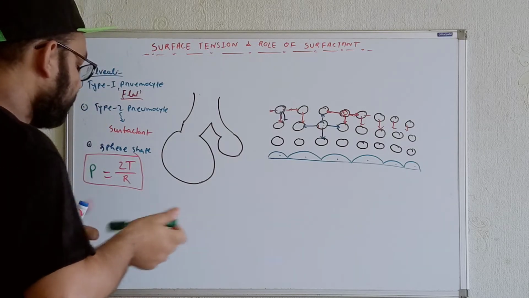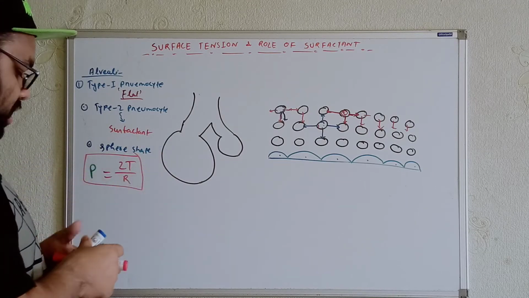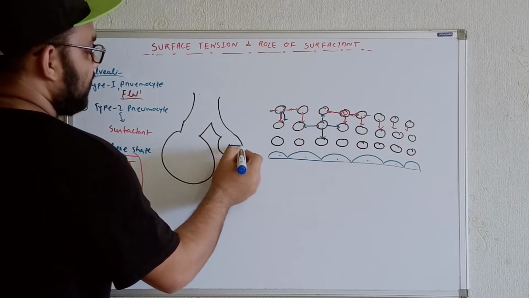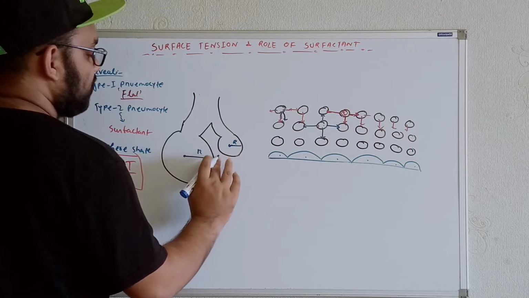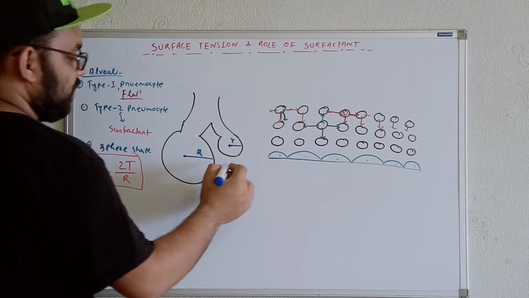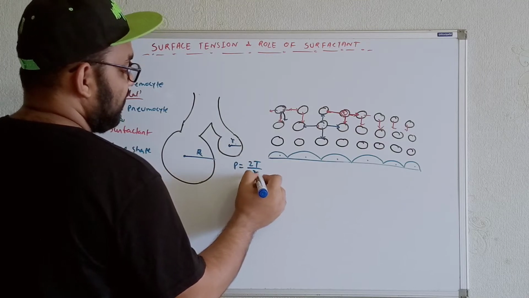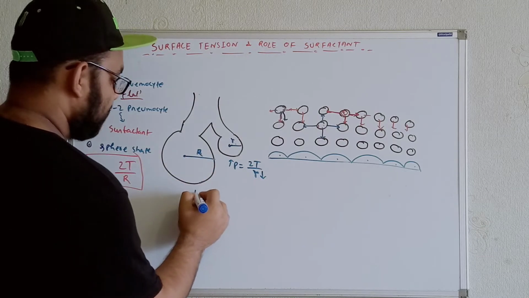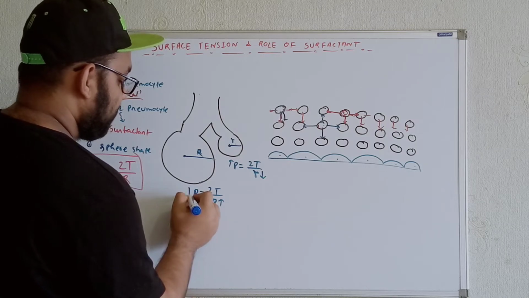So from here, as we know from Laplace's law, the pressure developed here is 2T by R. If I compare these two, definitely the radius over here will be less than the radius over here. So comparing small r with capital R, the pressure developed here is 2T by small r. Here the radius is less, so definitely the pressure will be more. And in this case, the pressure equals 2T by R. Here the radius is more, so definitely the pressure will be less.